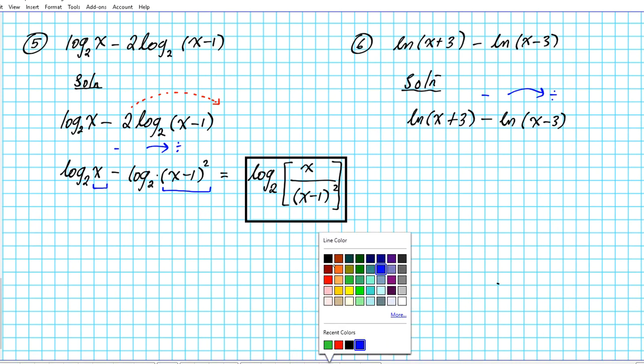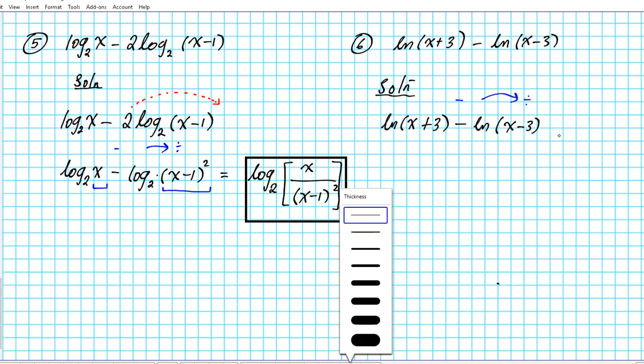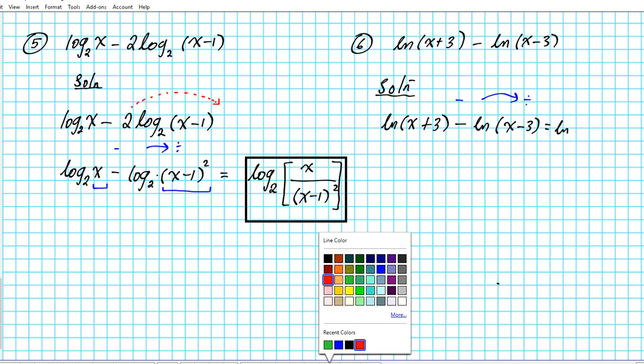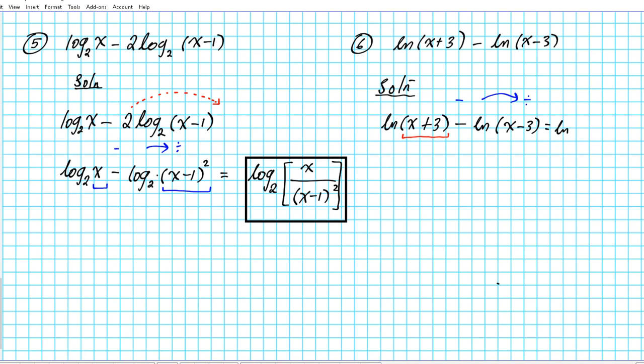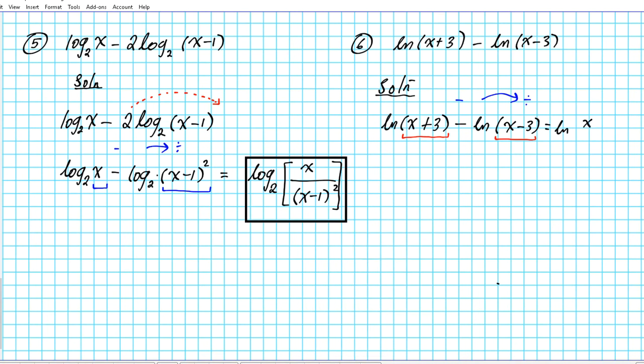Alrighty, so let's go ahead and write down the answer. So this becomes the natural logarithm of the first logarithmic argument. The first one is going to go on the top, and then the second one is going to go on the bottom. So the quotient of those two. So it's going to be the natural logarithm of the quantity x plus 3 divided by the quantity x minus 3. Okay, so that's basically your final answer.